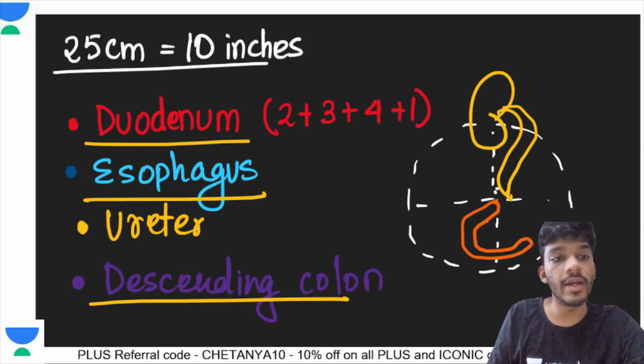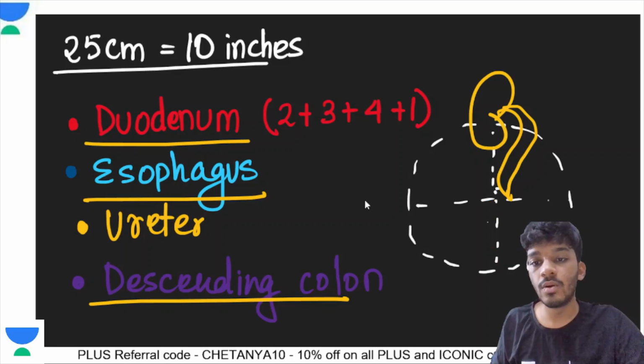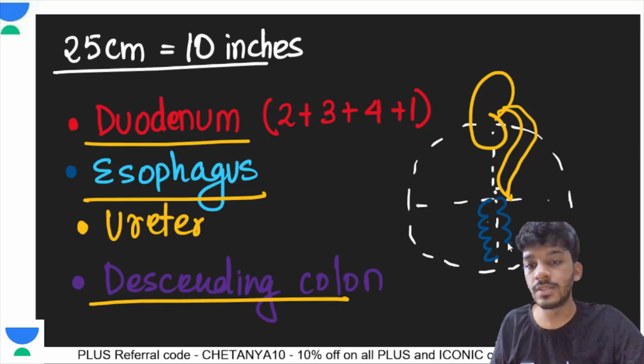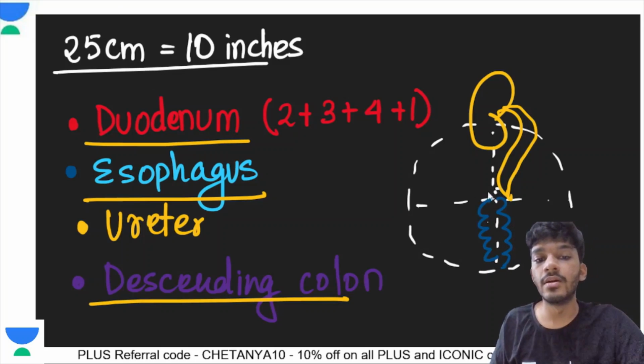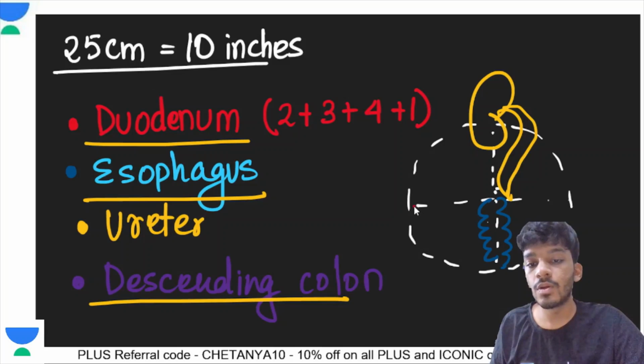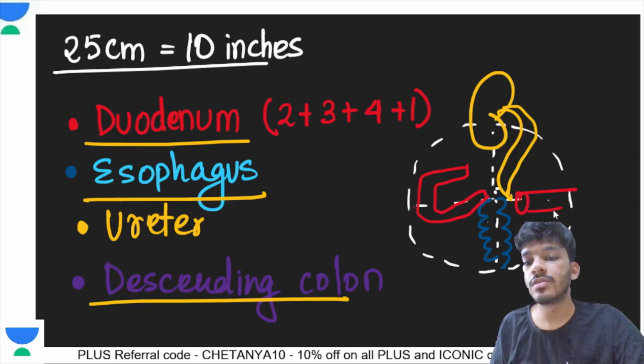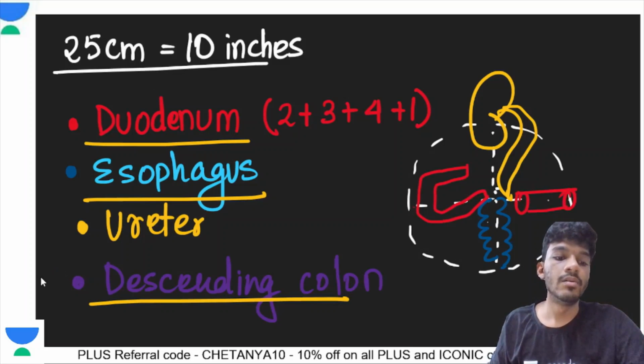So I guess we should have made the descending colon here because it is descending, and you can make the duodenum here. You can show the first part, second part, third part in some way, right? So let's make it sort of like this. Yeah. So we made the duodenum, and of course you have the esophagus, right? So these are the few structures.